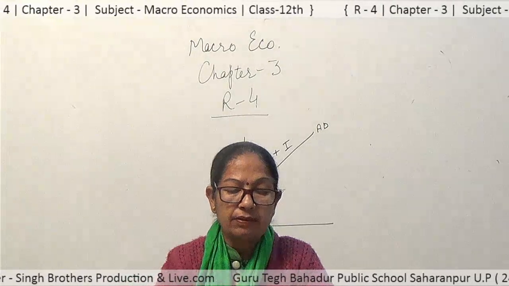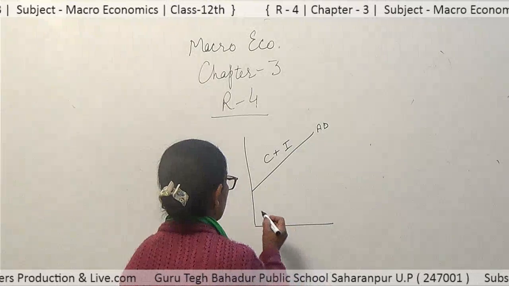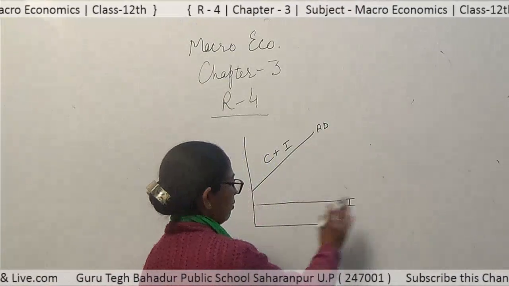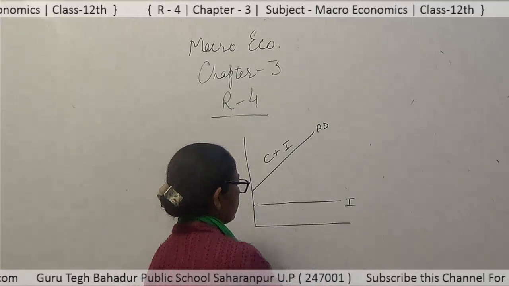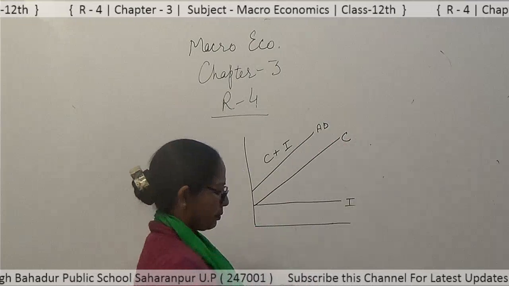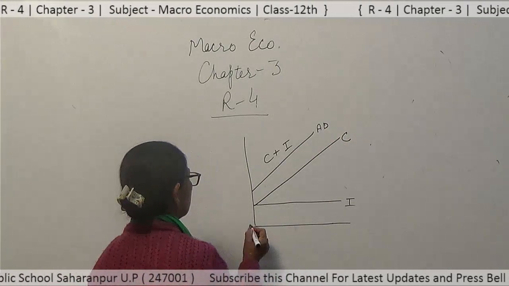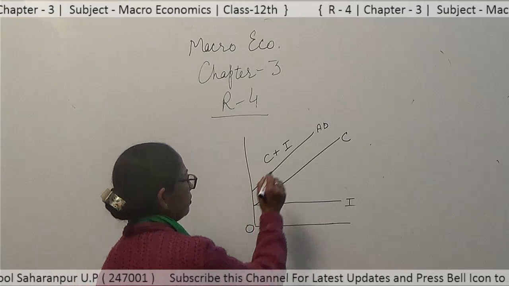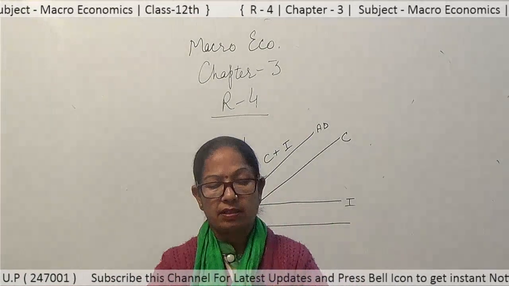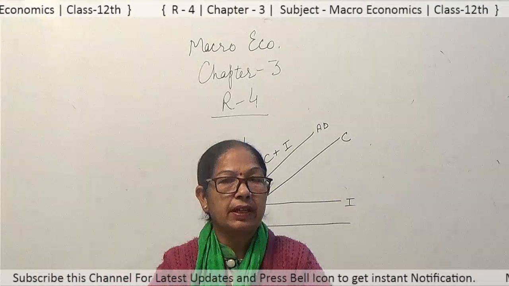And investment curve is a straight line parallel to x axis. This is investment line. It is always constant because it is government expenditure, and this is consumption line. Consumption line does not originate from 0 because at 0 level of income, consumption is not 0. Some minimum consumption is there for our survival. So, students, these were the components of aggregate demand.